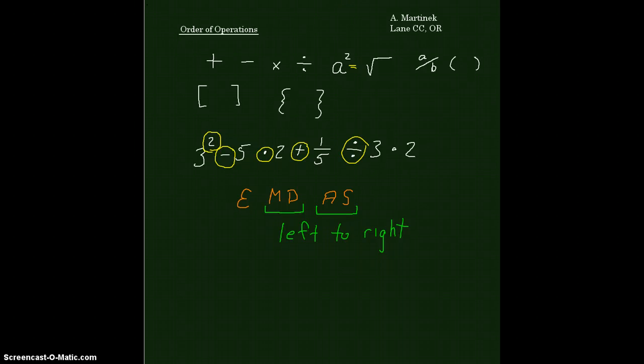To remember this, we say, "Excuse my dear Aunt Sally." And you can see the E for exponent, M for multiplication, D for division, A for addition, S for subtraction. And that helps us remember which one comes first, which one comes second. So let's go ahead and do this problem.